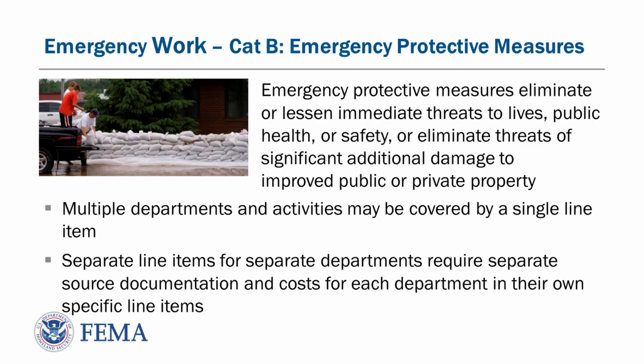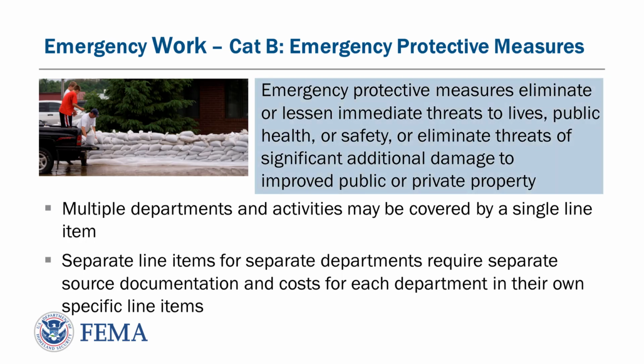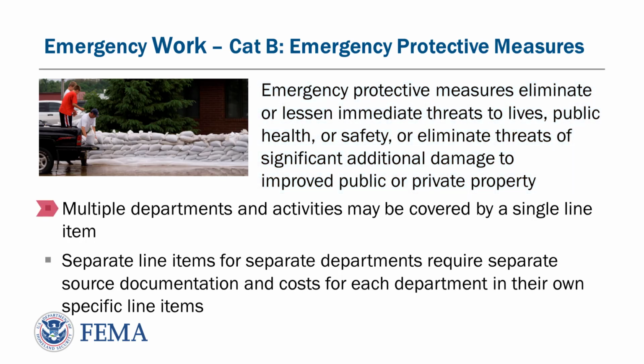For Category B work, emergency protective measures conducted before, during, and after an incident are eligible if the measures eliminate or lessen immediate threats to lives, public health, or safety, or eliminate or lessen immediate threats of significant additional damage to improved public or private property in a cost-effective manner. Multiple departments and emergency protective measure activities can be grouped into a single line item. To have separate line items for each department, each line item will need to be supported with separate source documentation and costs specific to that line item.